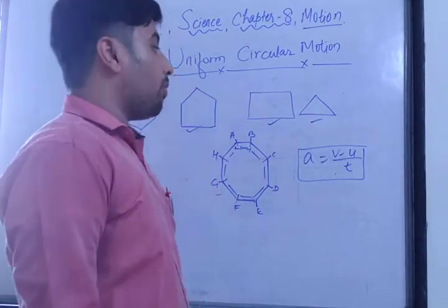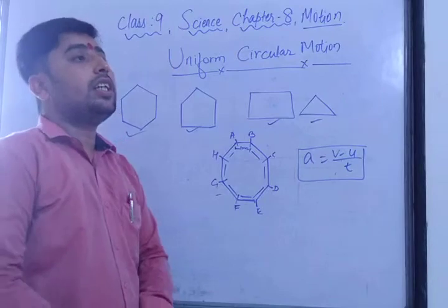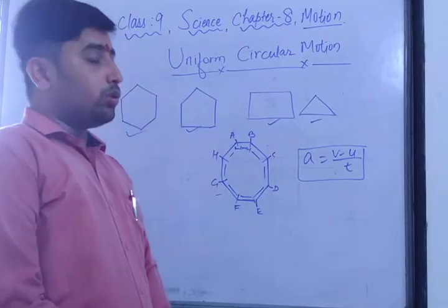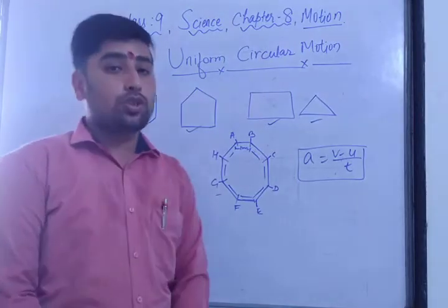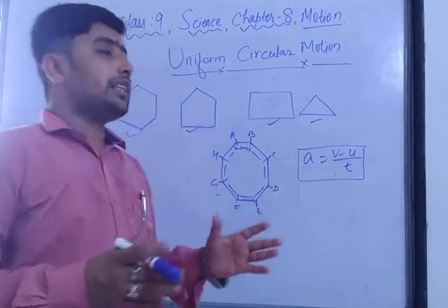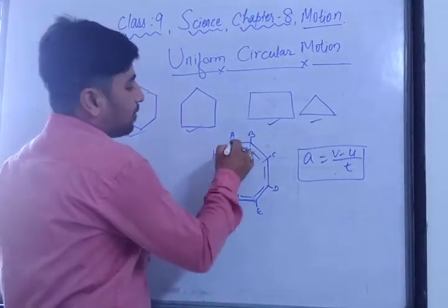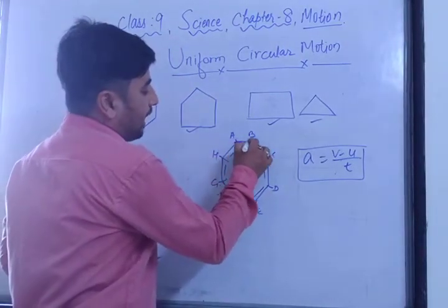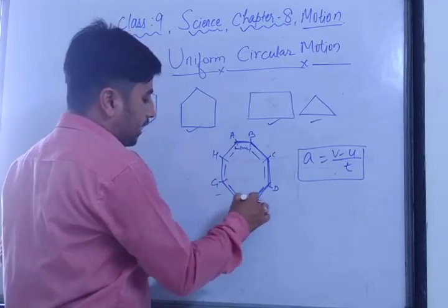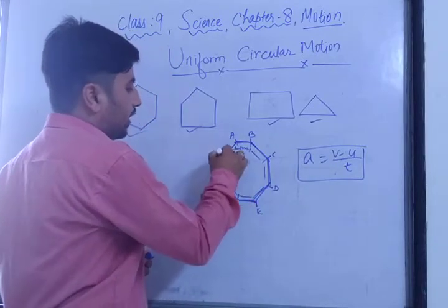I have informed you about vector and scalar quantities, in which both things are there: direction and magnitude. If anybody asks you what this magnitude is, I have told you it is the covered distance. Here the direction has been changing. A to B was this line, B to C this side, C to D here, D to E, E to F, F to G, G to H, H to A.